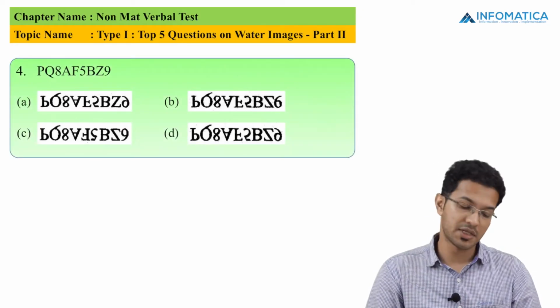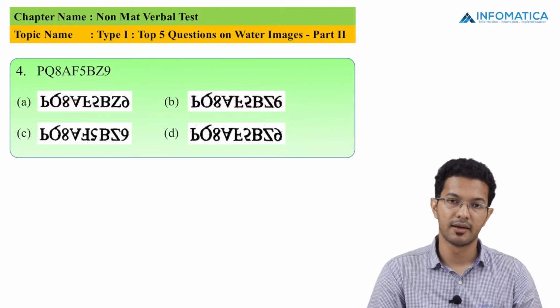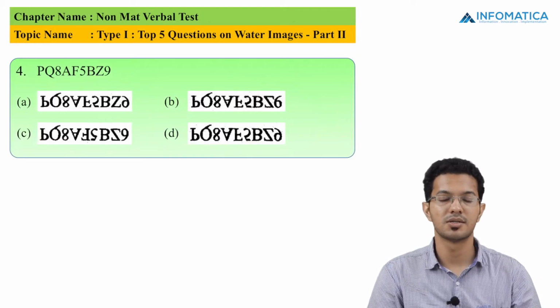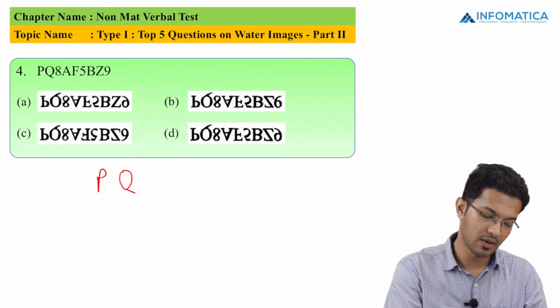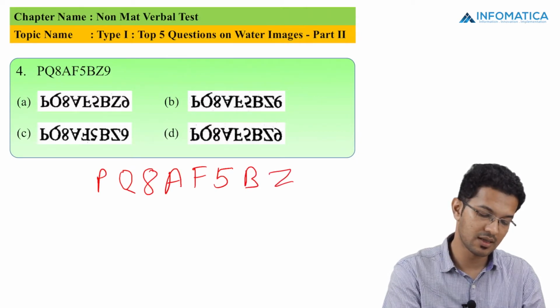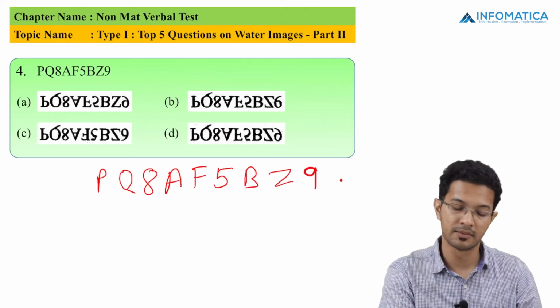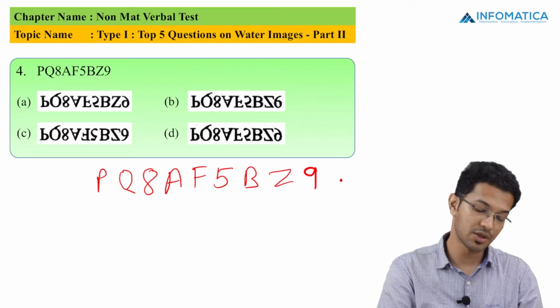Now let us see the fourth MCQ. Students, here we have been given some capital letters and some numbers. So as usual, I will write down the numbers and capital letters and look. First is P, then after that Q, after that I'm having an 8, then an A, then F, next is 5, after that I'm having a B, then Z, the last one is 9. So I have given the MCQ to you. Now let us go for the water image.